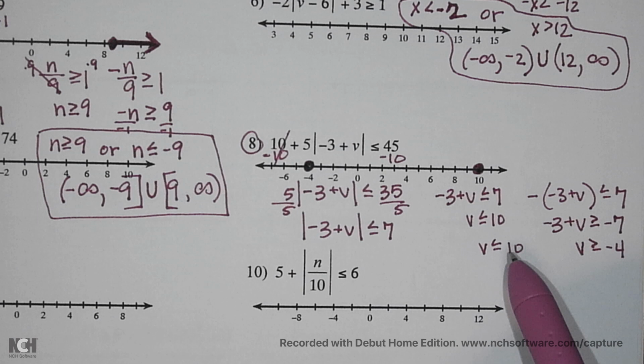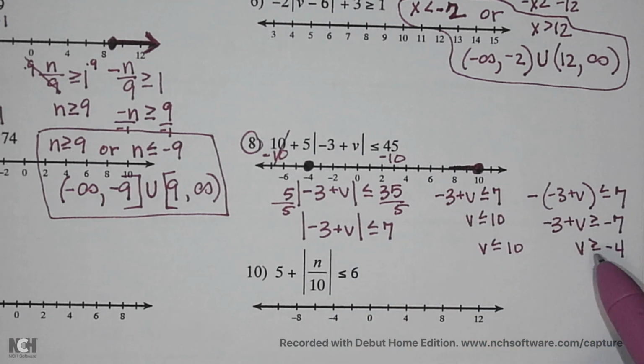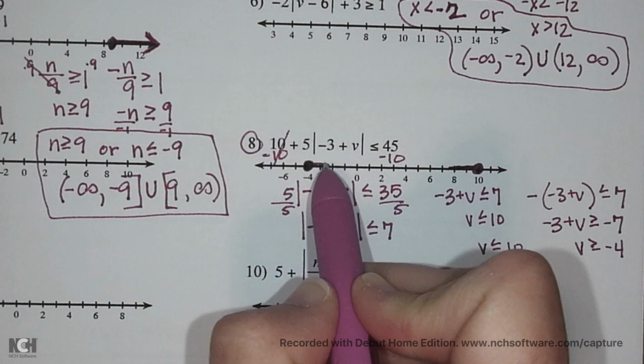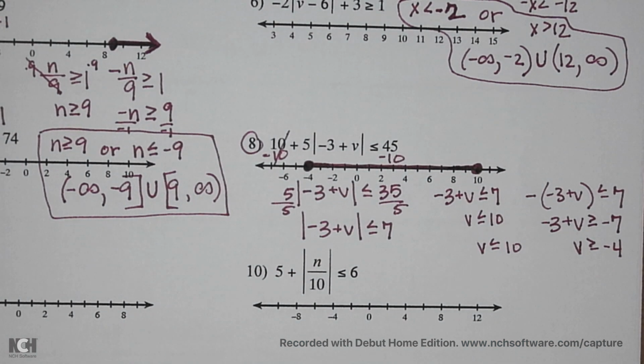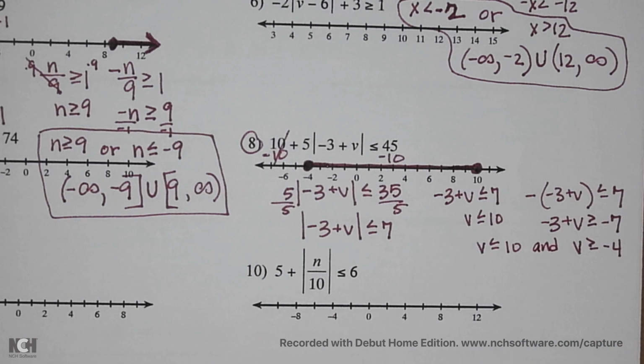Okay, so for the less than or equal to 10, it was going to be coming down this way. And for the greater than or equal to -4, it's going to be coming up this way. And they're basically just going to meet up in the middle. And when they meet up in the middle like that, that's when it's an and. So let's just write our and.